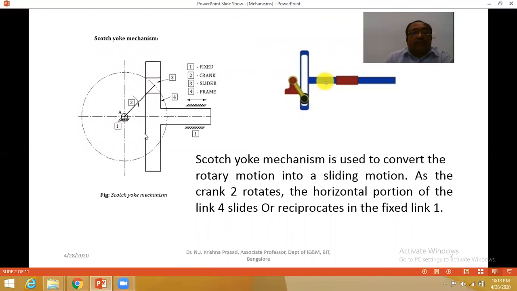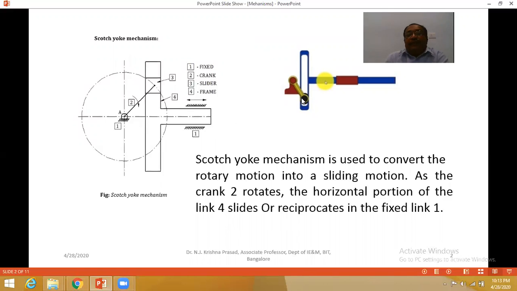Here, the Scotch yoke mechanism consists of four links. One, I consider for the frame that is fixed. Two is for the crank. Three is for the slider. And the fourth is for the frame, what we take here. When the crank 2 rotates continuously, the link 4 reciprocates.